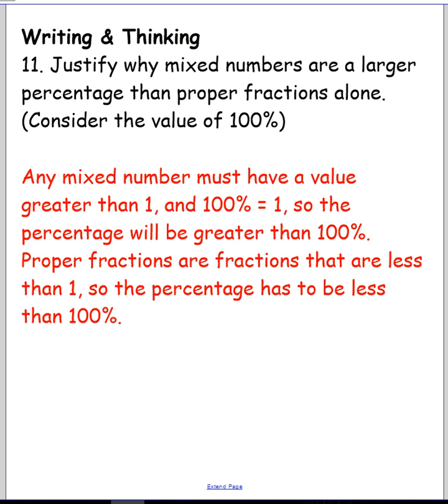Any mixed number must have a value greater than 1, because we have to have a whole number and a fraction. Otherwise, it's not a mixed number. And since 1 is equal to 100%, the percentage of a mixed number has to be greater than 100%. Proper fractions are just a fraction of a whole, so they are always less than 1. So the percentage for a proper fraction has to be less than 100%.